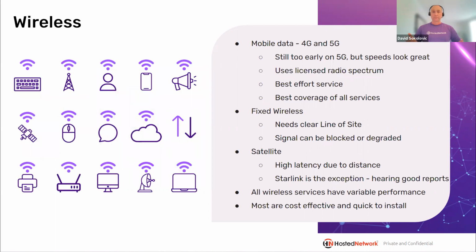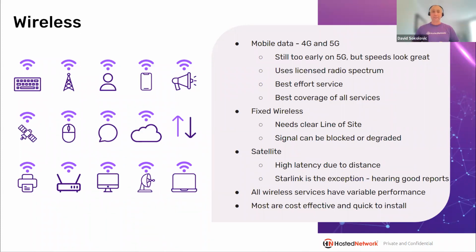Let's talk about wireless. Wireless options include your 4 and 5G data plans, 5G fixed wireless, also traditional point-to-point fixed wireless, and satellite services. Now, the main differences between these wireless services are the radio spectrum they use and also the distance between the end user and base station.